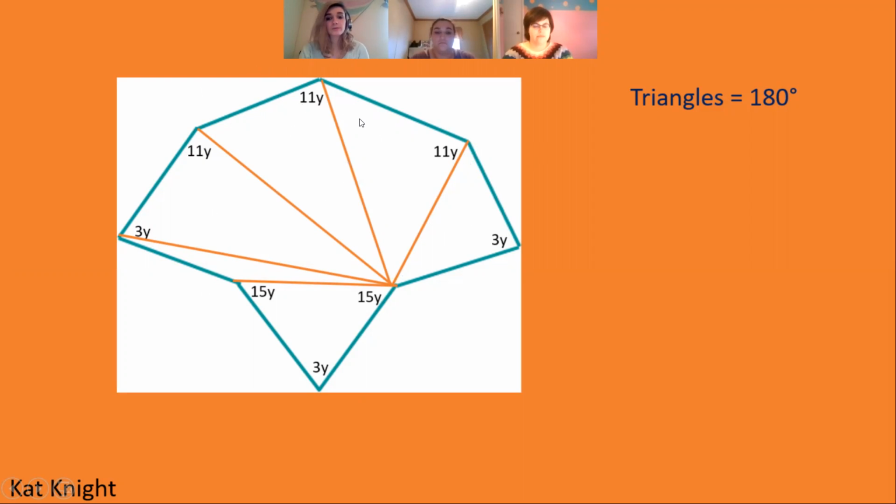Okay, so now we're just going to do that same thing that we did before. We're just going to multiply 6 by 180 because there are 6 triangles. And when we do that, we get 1080, just like Crystal got for her stingray, because this is the same shape.